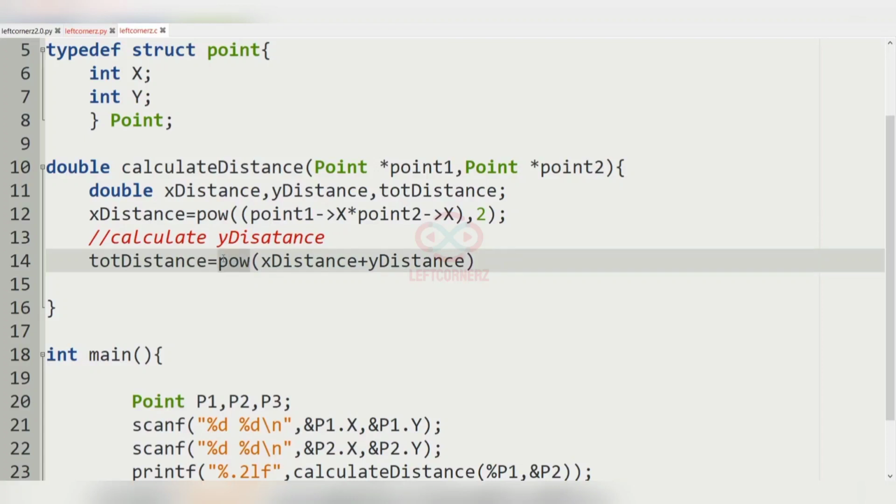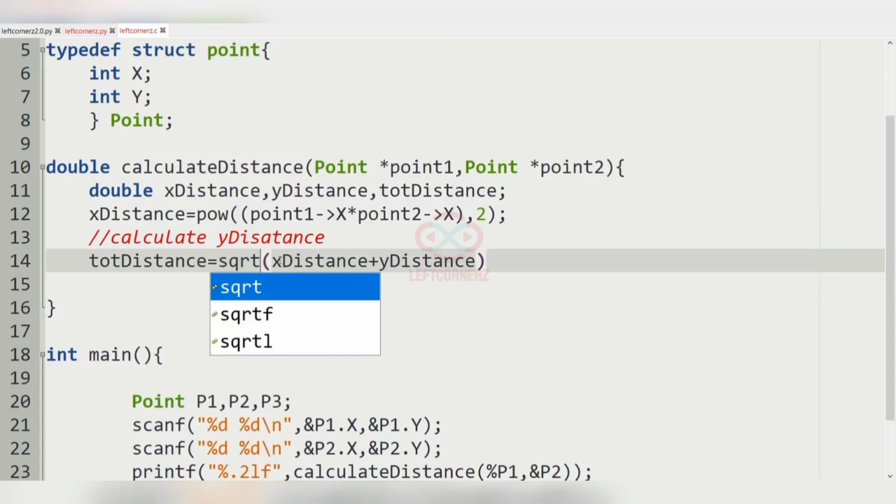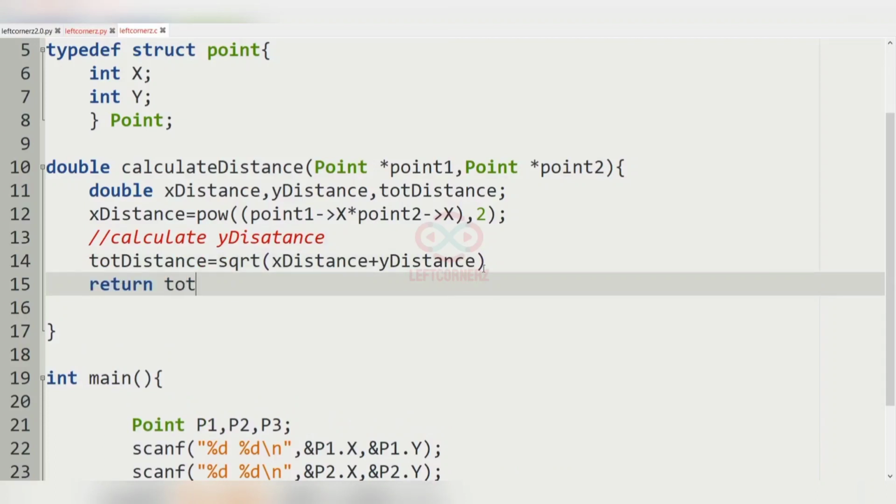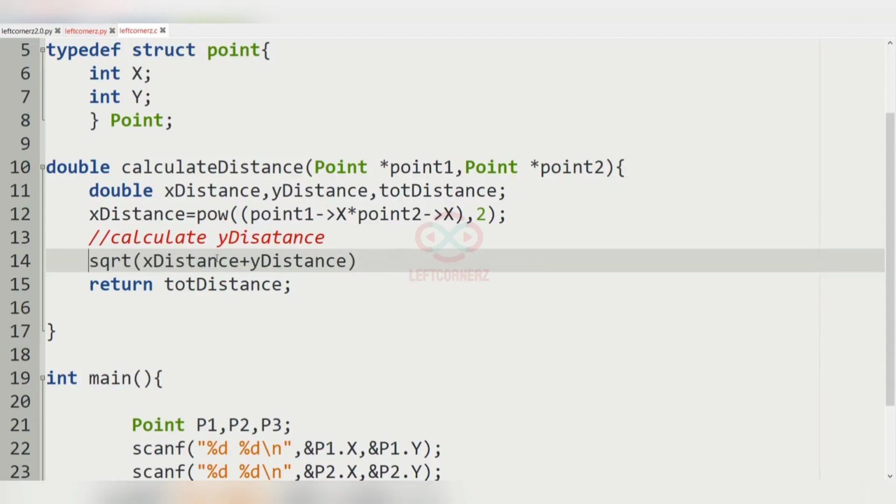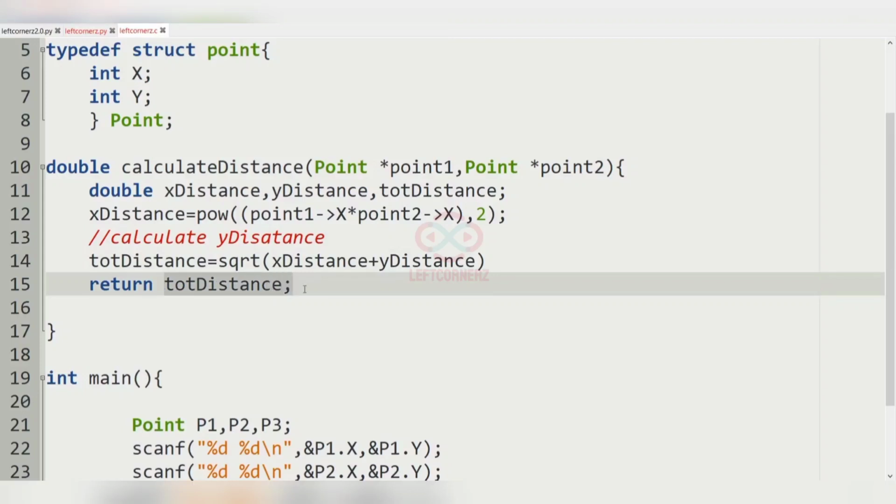So we can also use a square root function here, which will also return the square root of x distance plus y distance. Finally, we have to return the total distance. So instead of saving it in a variable and returning, we can also directly return the square root of x distance plus y distance. You have to put semicolon at the end here. So let us have total distance itself, which is equal to square root of x distance plus y distance, semicolon, return total distance. This is the function calculate distance.